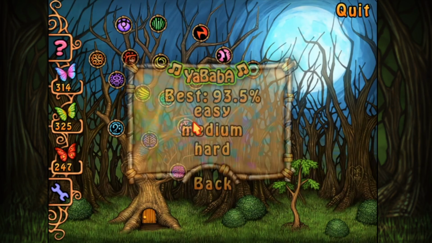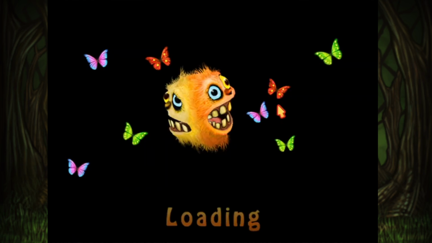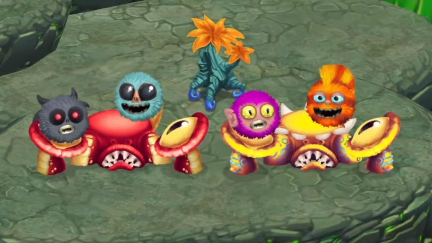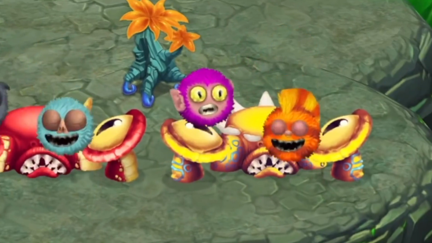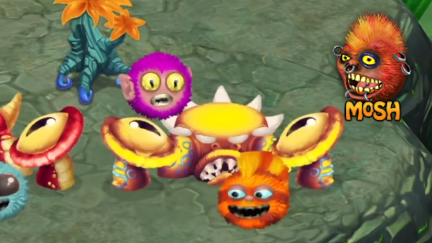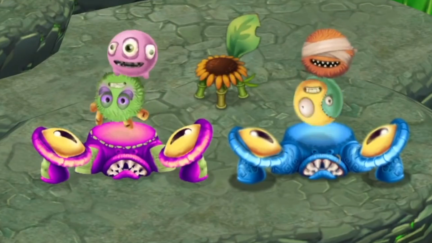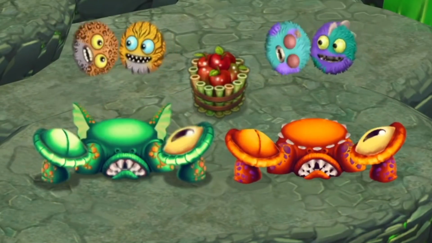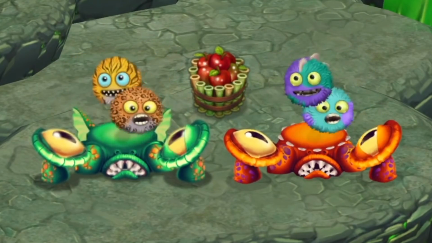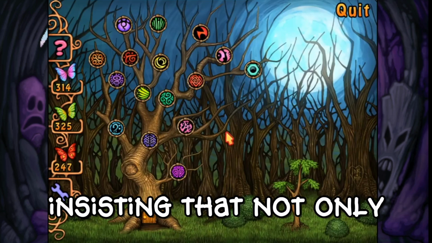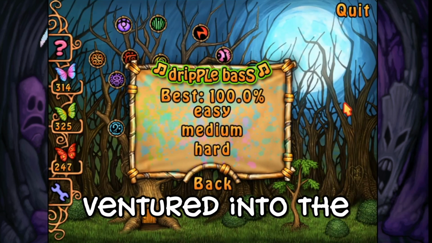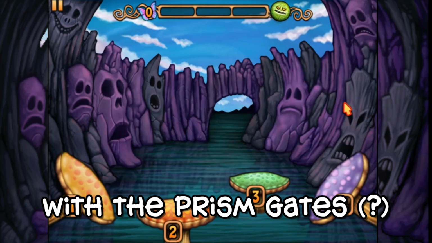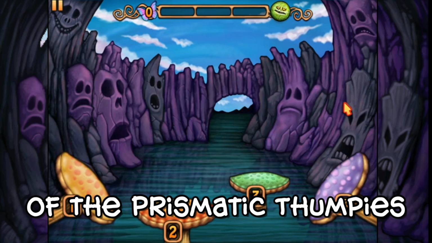We also know that not only have the Thumpies ventured into the Prime Reality, but the Thumpies have also fled into the Prism Gate for some too. We've seen with the yellow Thumpies, Mosh, one of the Thumpies, venture into the Prism Gate with that one. We've seen several Thumpies, none of which are actually referenced inside of the Thumpies game, actually be a part of the prismatic forms, therefore insisting that not only have the Thumpies ventured into the Prime Reality, but also the Prism dimension as seen with the Prism Gate and all of the prismatic Thumpies variant.